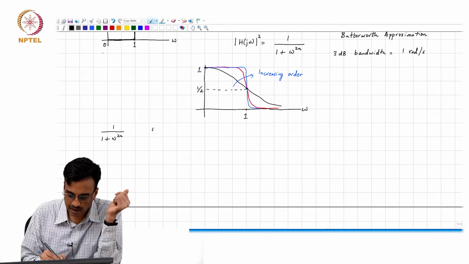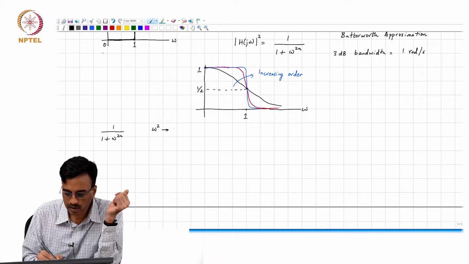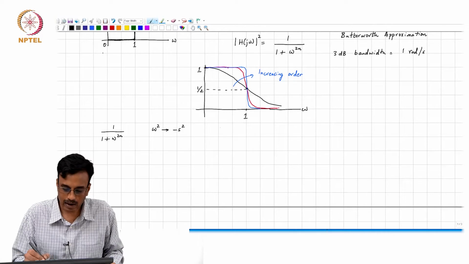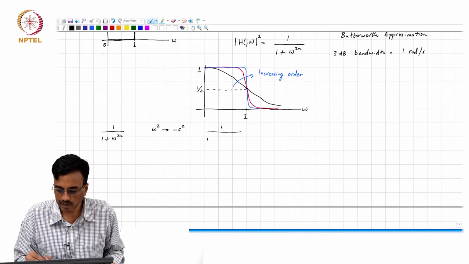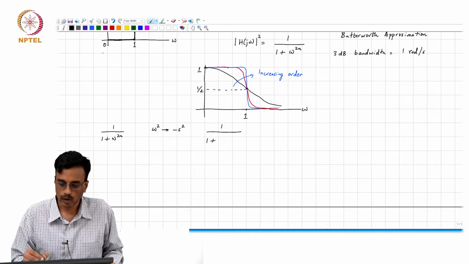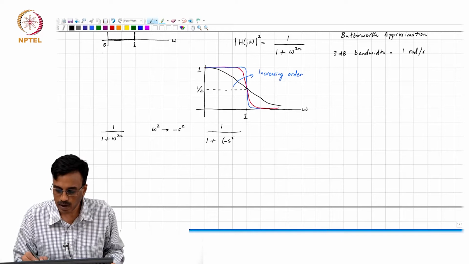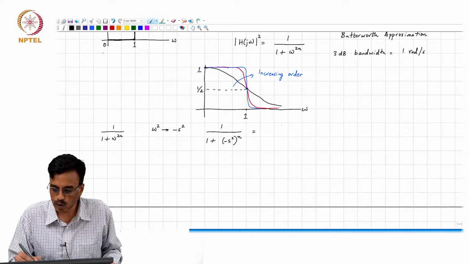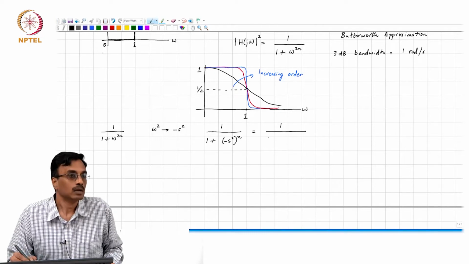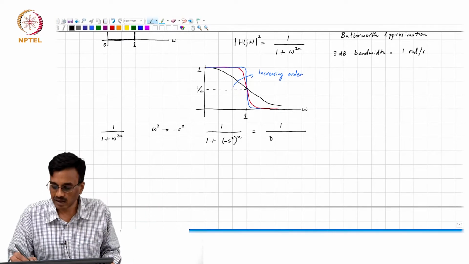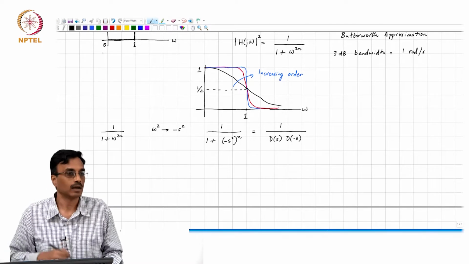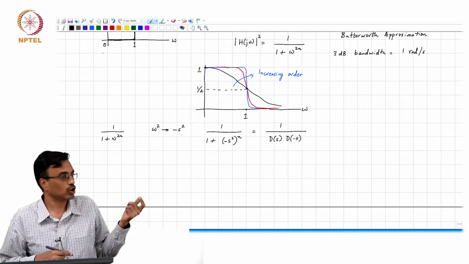Well, we saw yesterday that we replace omega squared with minus s squared, and so what do we end up with? We basically get 1 plus (omega squared is minus s squared) whole power n, and this must be equal to 1 over, what is that? That's nothing but D of s times D of minus s. And therefore, what is our job now?